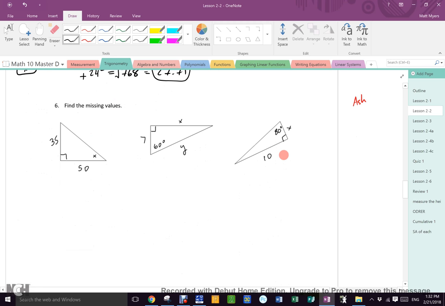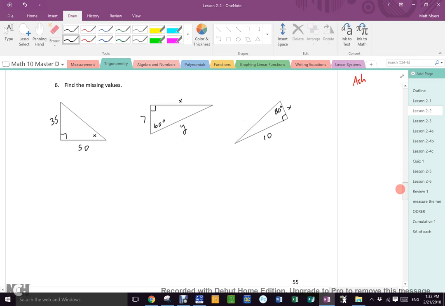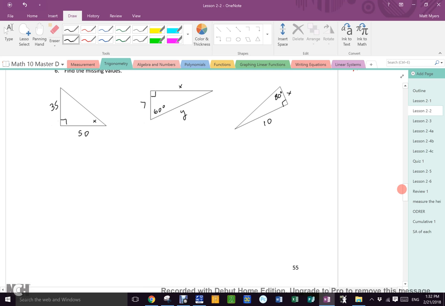Now I got three more. You're going to do these, and then you're going to do some work with trig completely on your own, doing actual problems, using your knowledge and applying it to a situation. So let's talk about these three things first. Actually, there's one other thing we have to talk about, page 56. We'll get to that in a minute. We're going to do this first.